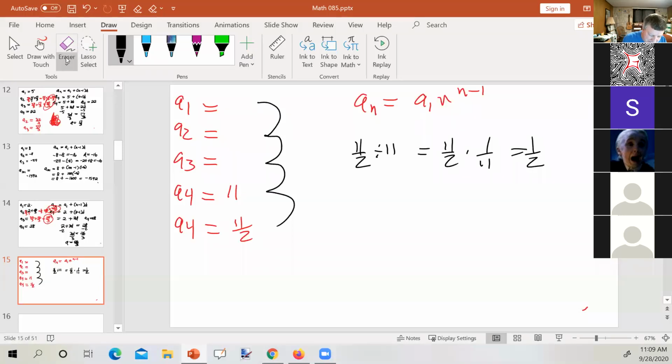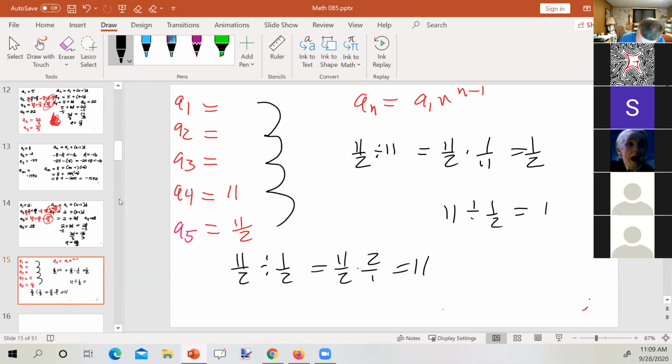I've got A sub 4 written there, and that should be A sub 5. So A sub 5 divided by a half would be A sub 4, which is 11. A sub 4 divided by a half would be A sub 3. Dividing by a half is the same thing as multiplying by what? Two. Isn't it? So what's 22 times 2? What's 44 times 2? 88. Yeah.